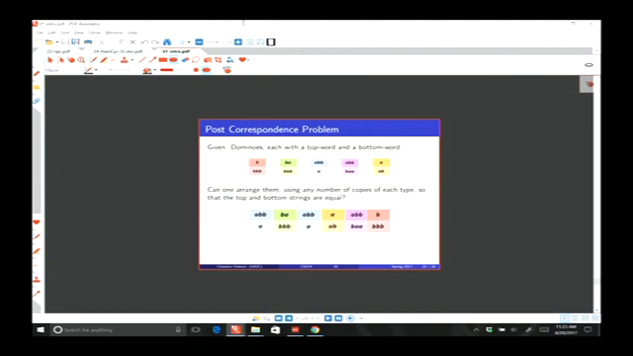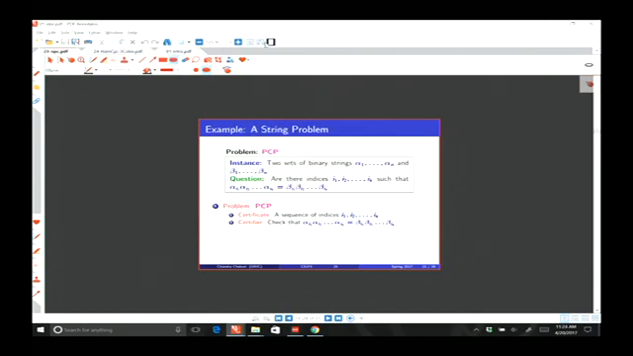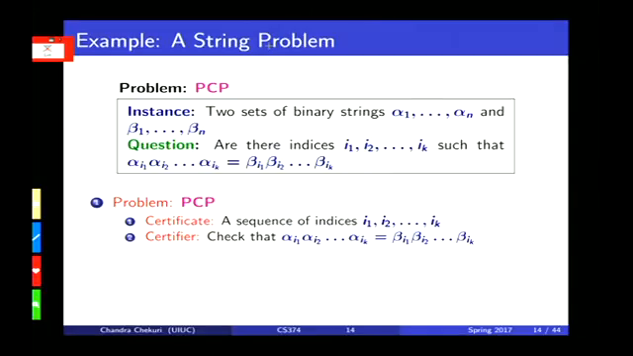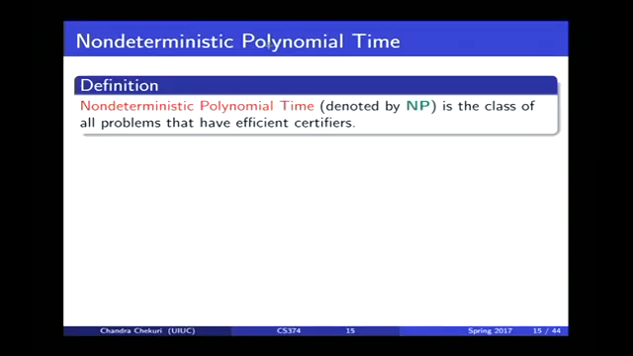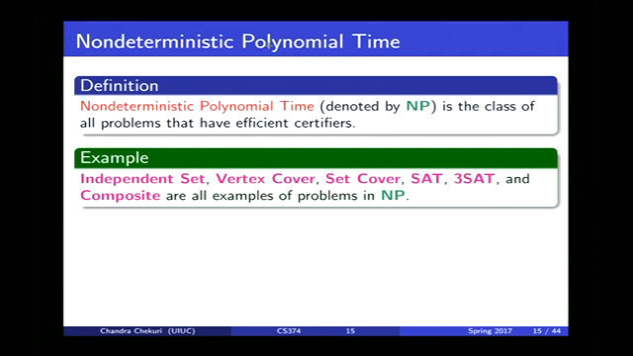All right. So okay. Anyway, it's important to understand that the size of the solution is not guaranteed to be small compared to the size of the original problem, and this is an extreme example. Okay. So what is NP? NP is the set of all problems that have an efficient certifier. Okay? PCP is not in NP, right? Because it's undecidable, right? So all these problems are in NP, right? Because they have an efficient certifier: independent set, vertex cover, set cover, SAT, 3-SAT, composite, all examples of problems in NP.